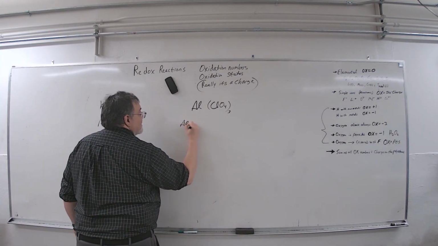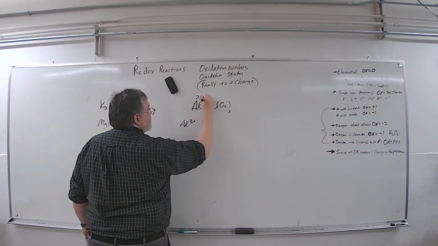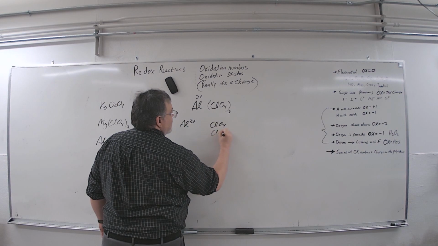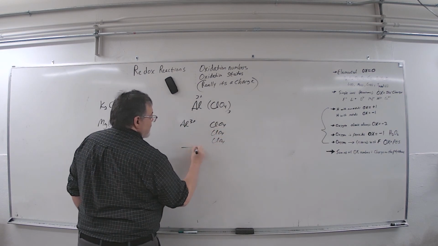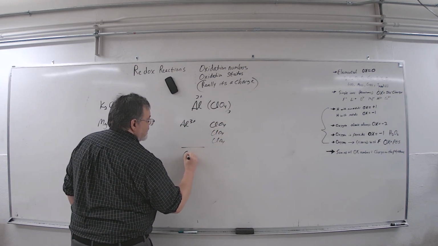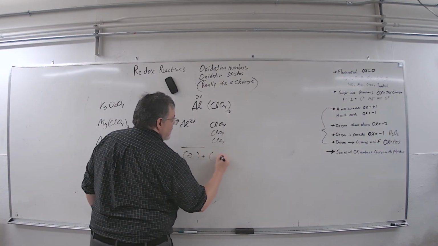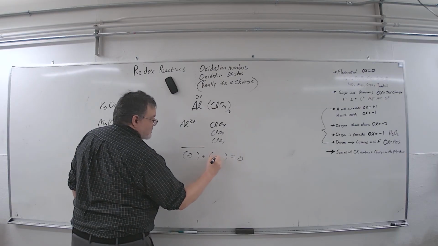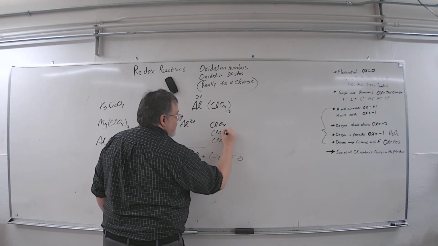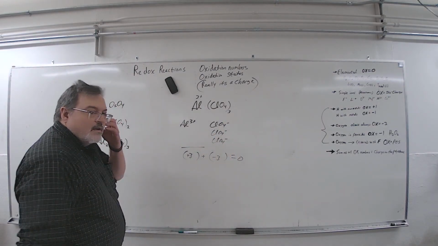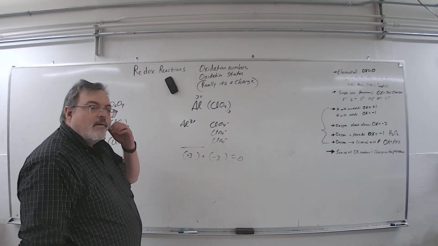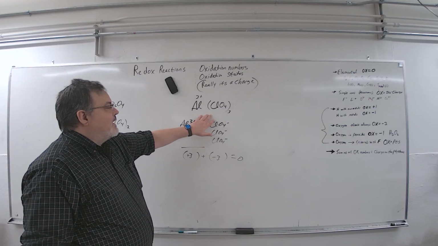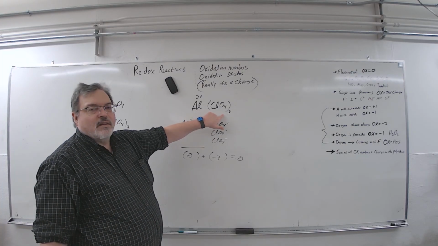Pop off the aluminum. 3 plus, so that's 3 plus. We have 3 of these. They have to total 3. There was no charge up here, so there's a 0 there. So this has to be minus 3, and then there you go. I changed this formula. It's 1 Al and 3 ClO4s together.